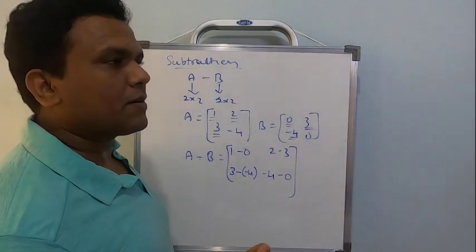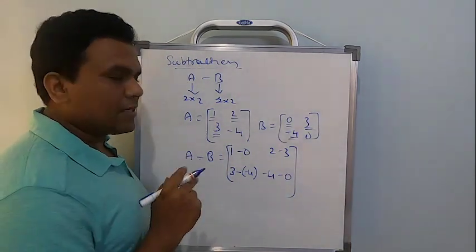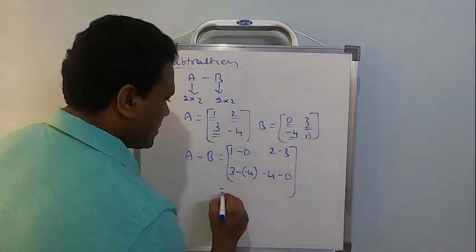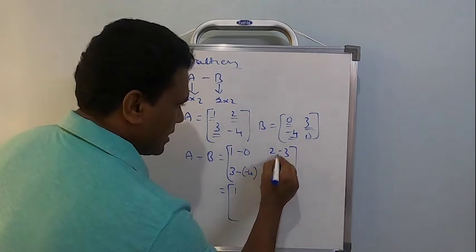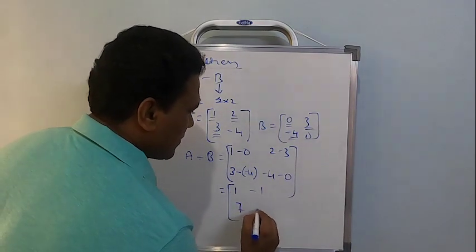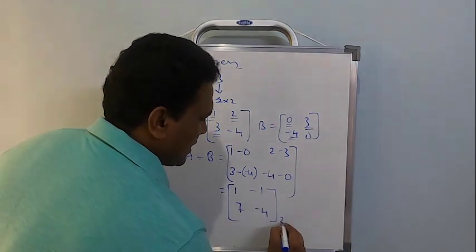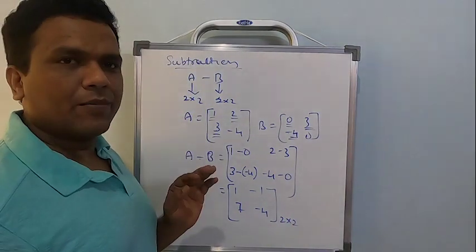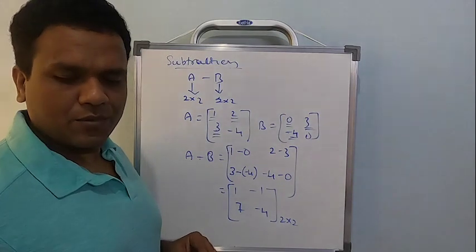So first thing, when I want to subtract, order should be the same. And the second thing is, make sure you subtract the corresponding elements. So this simply can be written as 1, and this will be minus 1, this will be 7, and this will be, and even this also is going to have the same order as A and B. So that's how subtraction will be done.